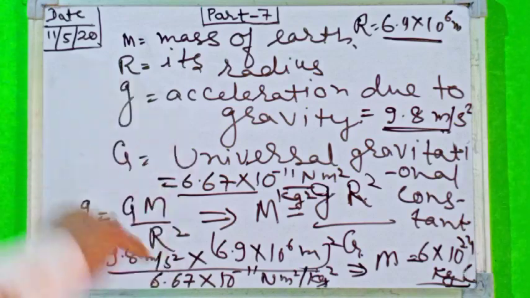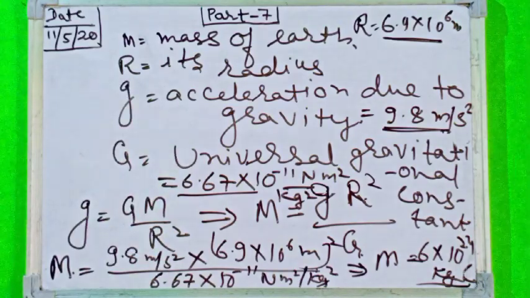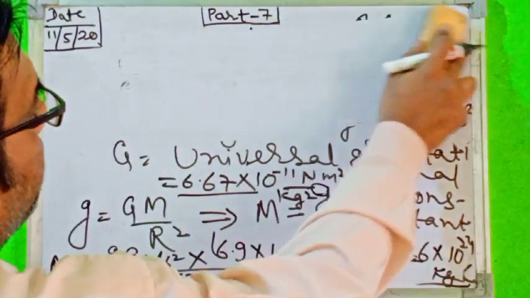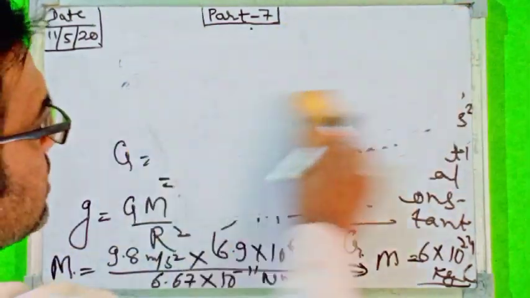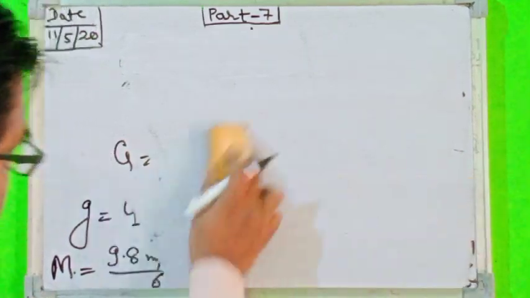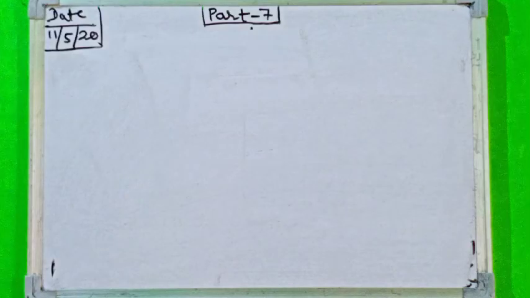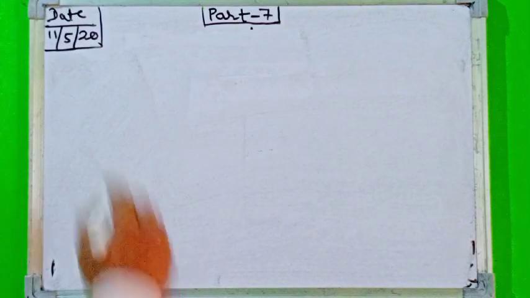So by using this indirect method, you can calculate the mass of the earth. This is the indirect method for the measurement of the mass. Now we will come across the measurement technique for very small mass like atomic mass.